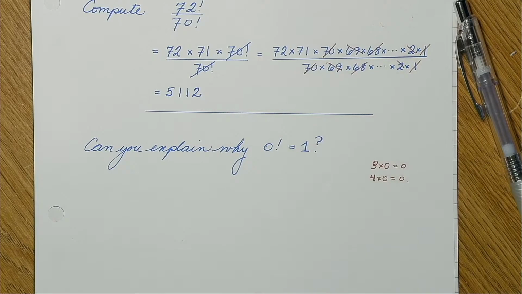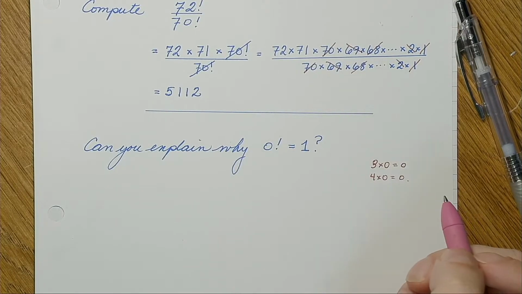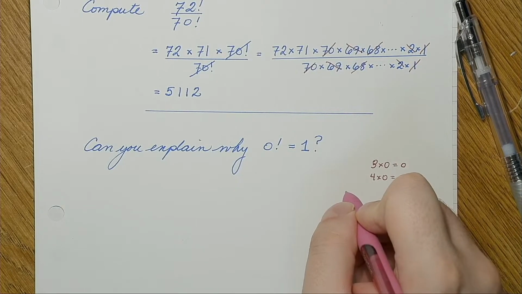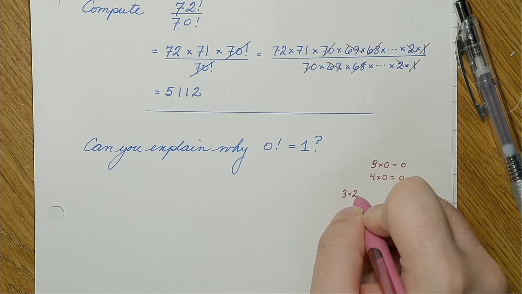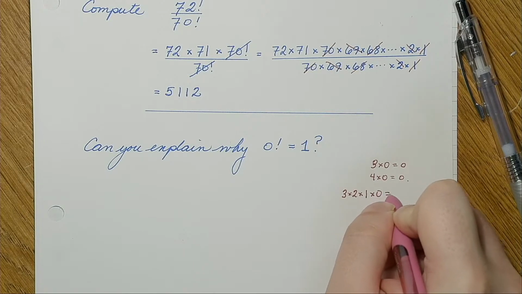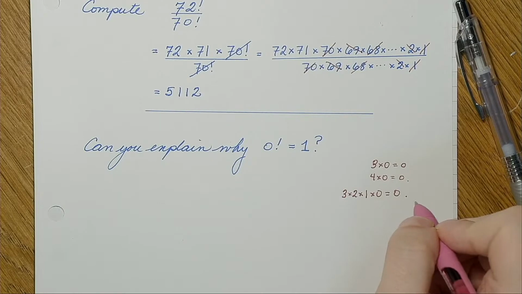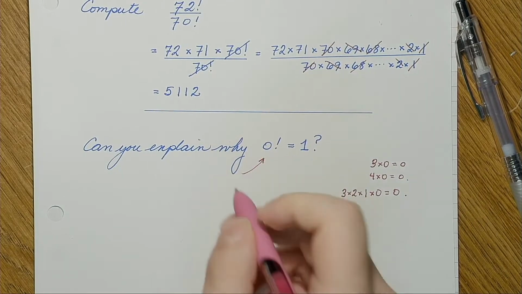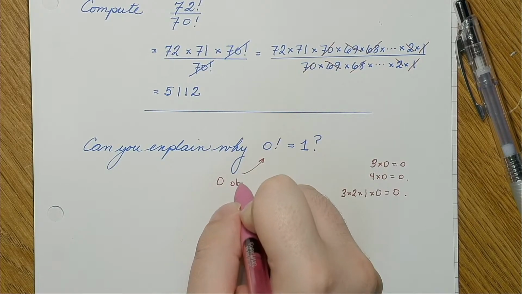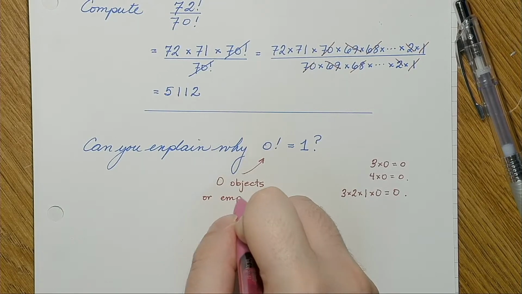Well, basically, we want to make sure that our definition doesn't collapse. If we actually included that 0, so if we said 3 times 2 times 1 times 0, that would just make the whole thing 0. So that's the reason we don't include it, because it makes the whole product equal to 0. But you can also think of it as 0 objects, or as the empty set.